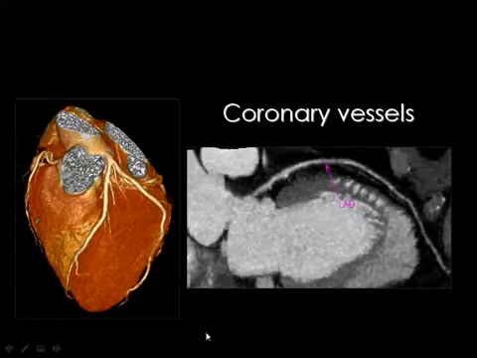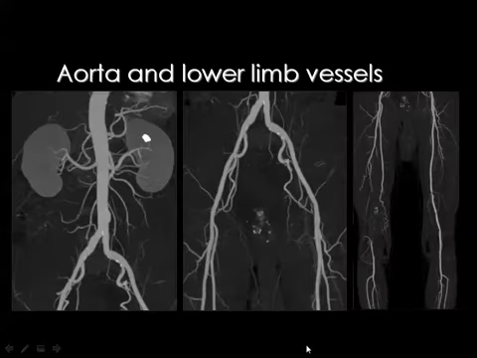And also, if you want to show the full course of any of the branches, you may order the machine to do this technique, and this is known as curved reconstruction. And you can see the coronary vessel from the start at the coronary sinus until its final destination.